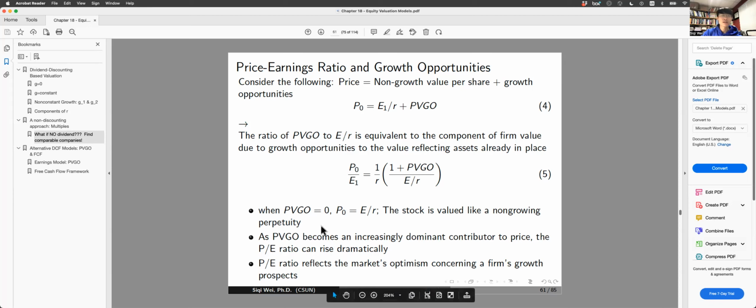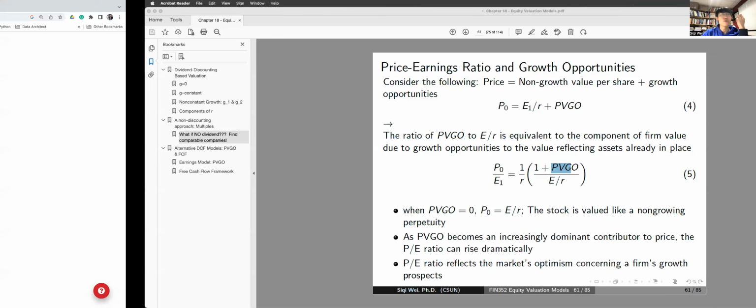Now, let's take a look at this. What if PVGO is increasing or is very large? It means that it's going to be a dominant contributor to the price, and the PE ratio itself can rise dramatically. So that actually entails the fact that the PE ratio is a reflection of market optimism concerning future growth prospects. Let me show you that.